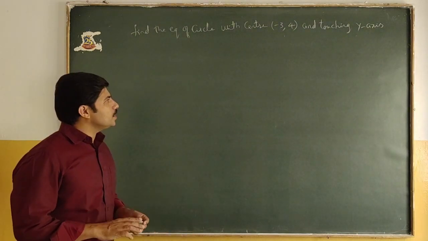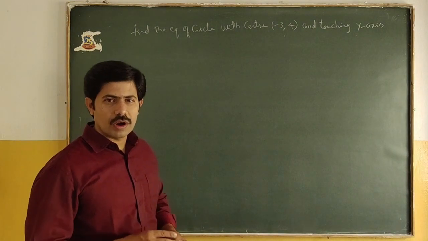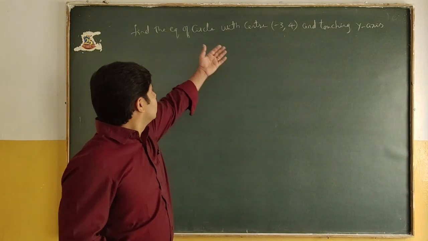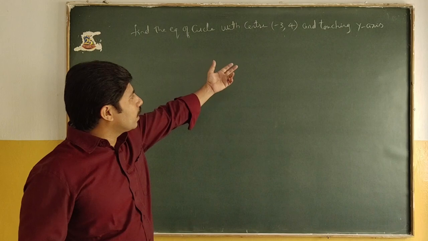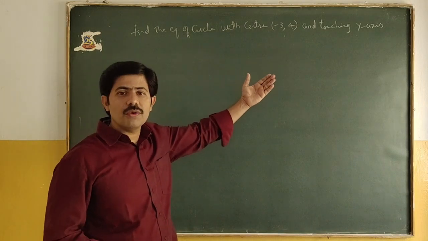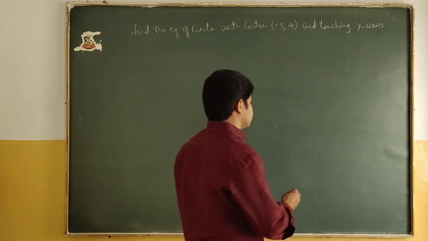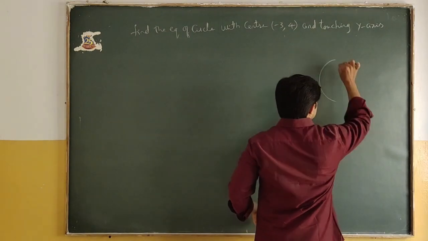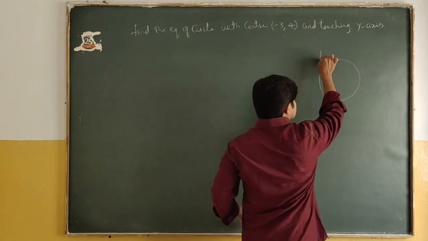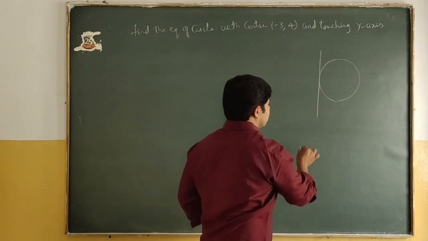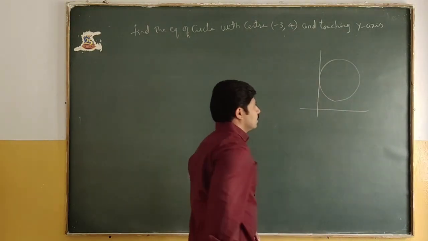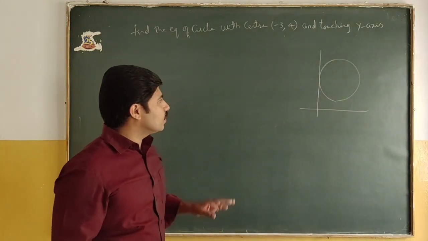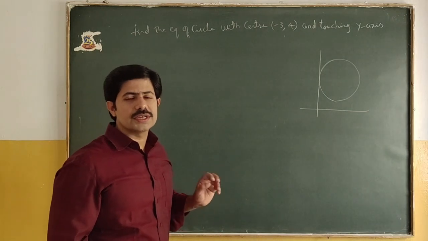So the condition to find the radius or the equation of circle is, the equation of circle with center minus 3 comma 4 and touching y axis. Circle is touching y axis. So here, circle is touching y axis means y axis is the tangent to the circle.